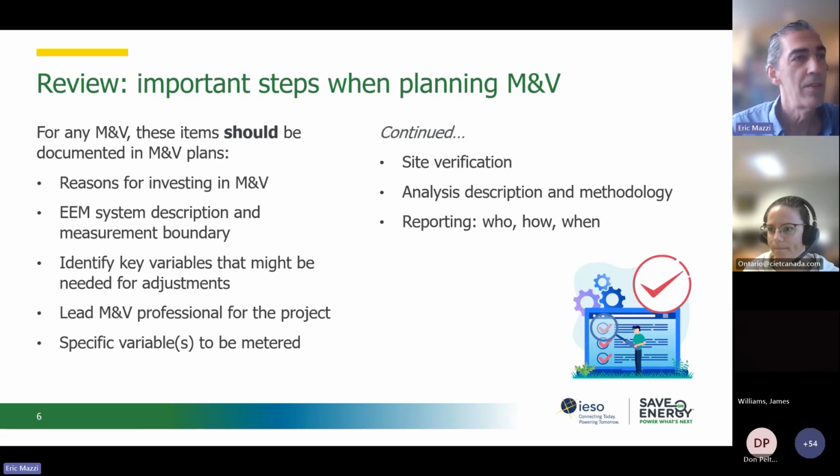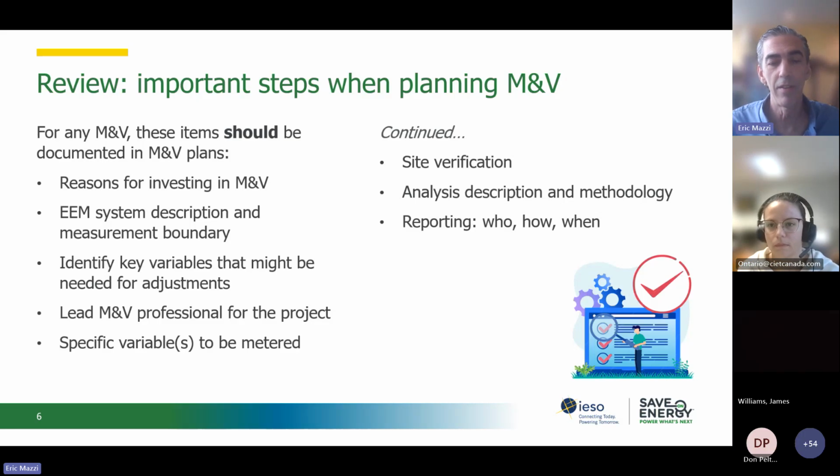Maybe we could mute. But yeah, so I'm definitely of the opinion that it's very important just to think through this bullet list of items, even if you're doing some quick and dirty project like an option C or whatever. From one perspective, to me, there's no excuse for not just going through this checklist. Think about what are the reasons for investing in M&V. Take the time to describe your energy efficiency measure and the measurement boundary. You need to think about what are the key variables. It's very critical, in my opinion, to identify who is the lead M&V professional.